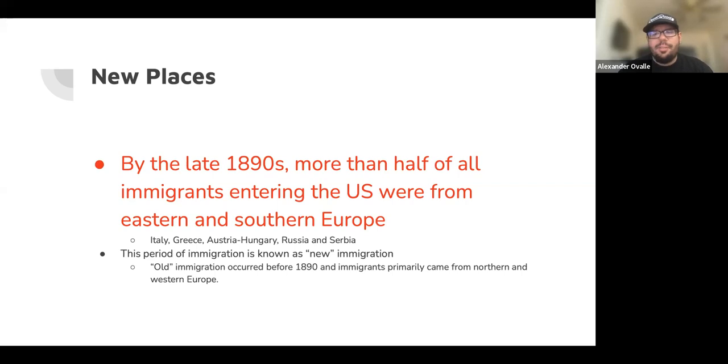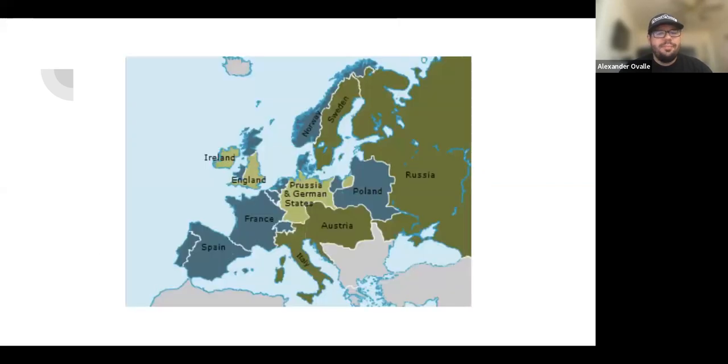I've said this a couple times in class before. If you don't know where these places are on a map: Austria-Hungary, Germany, Poland, Russia, Serbia, Greece, Italy. So like this half of the continent is all coming to the United States.